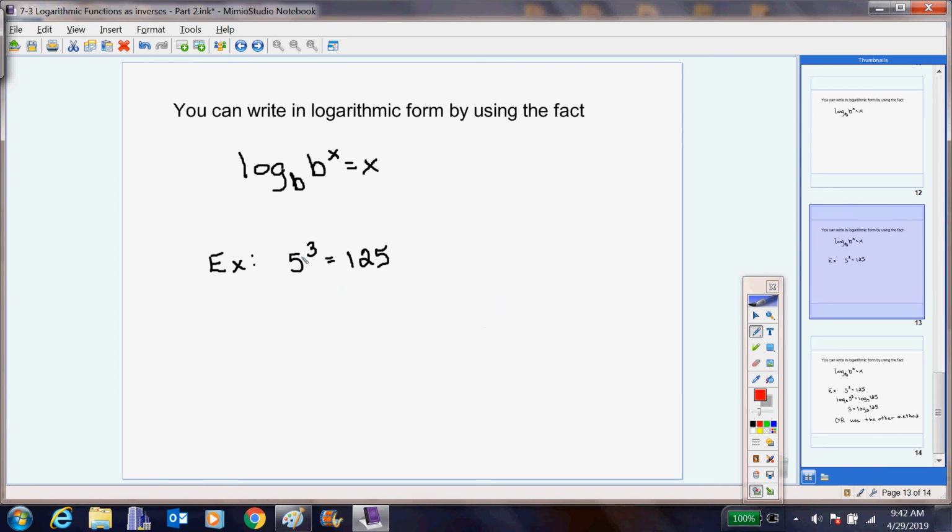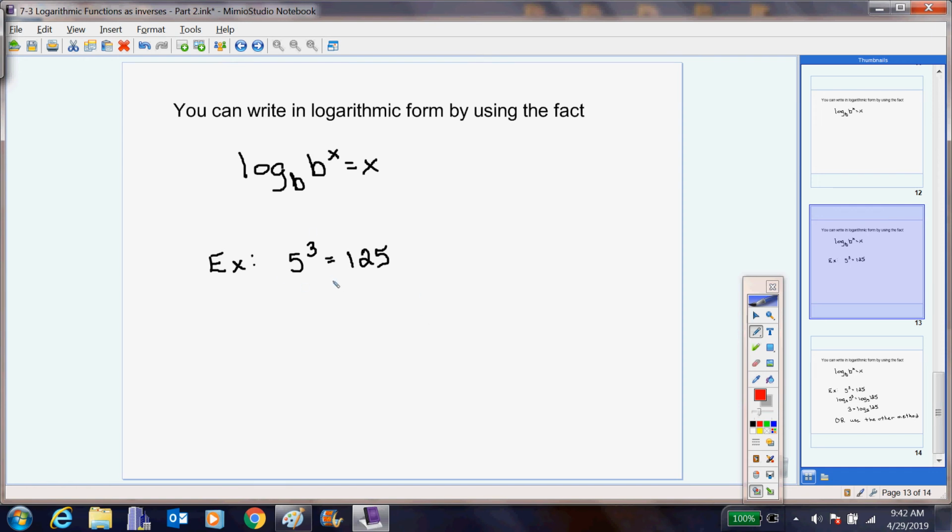I kind of understand it. You have b to the x, and if you put it in logarithmic form, it's log base b of b to the x equals x. Okay. Yeah, something like that, yes.